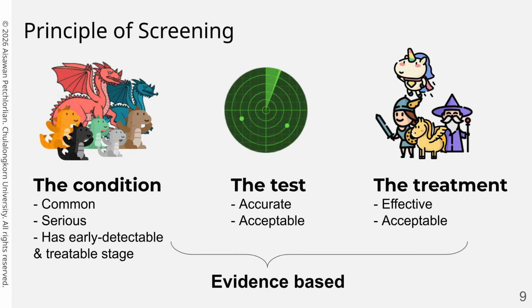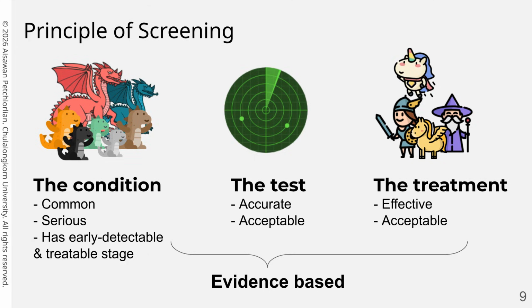Screening is not something you do out of good heart. Appropriate screening depends on 3 aspects. The condition you would like to screen should be common, serious, and have some window period to be screened. For example, we can screen for risk factors of MI, but we can't screen for MI itself because the disease develops suddenly.